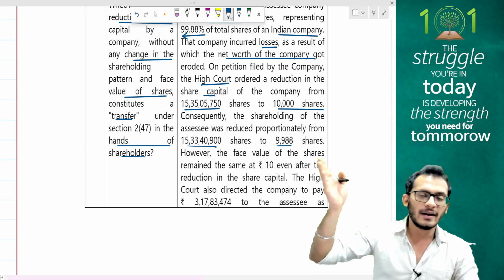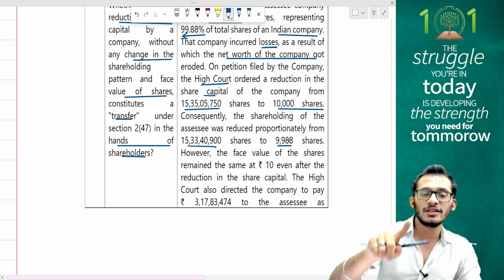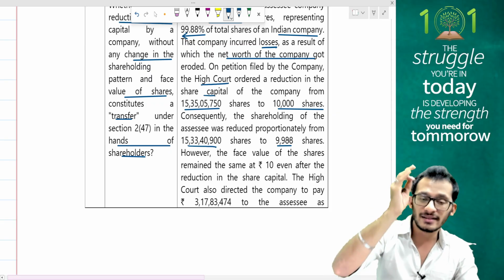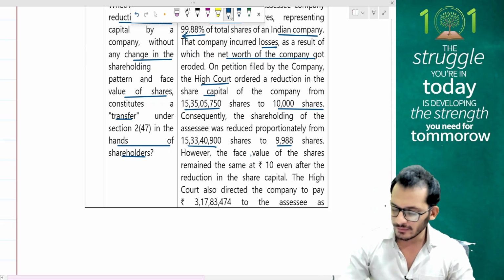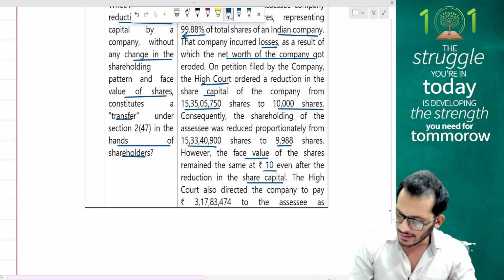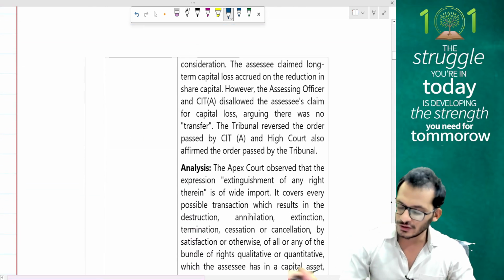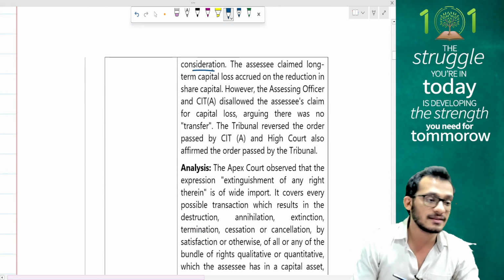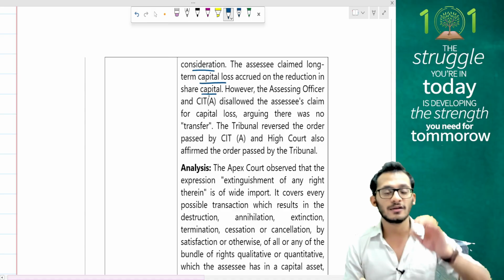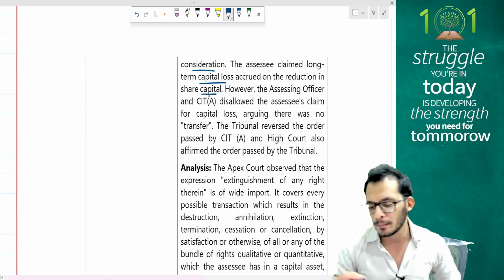Notice carefully, the proportion remains the same. Even though the shares have come from 15 crores to 10,000, the shareholding percentage remains the same. However, the face value of the shares remained the same at 10 rupees even after the reduction of share capital. The High Court also directed the company to pay 3.17 crores to the assessee as consideration for the reduction of share capital. The assessee had claimed a long-term capital loss accrued on the reduction of share capital. So the assessee has now proposed he wants to claim a long-term capital loss.